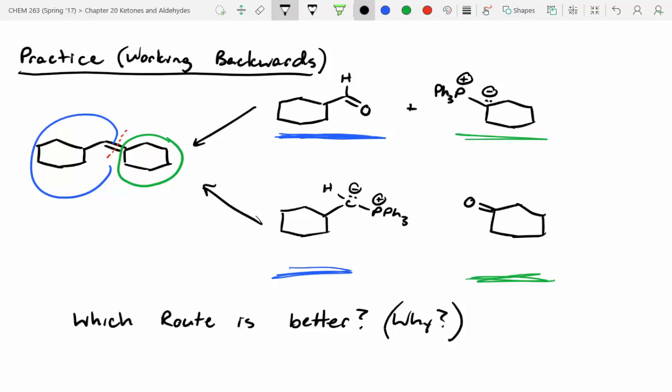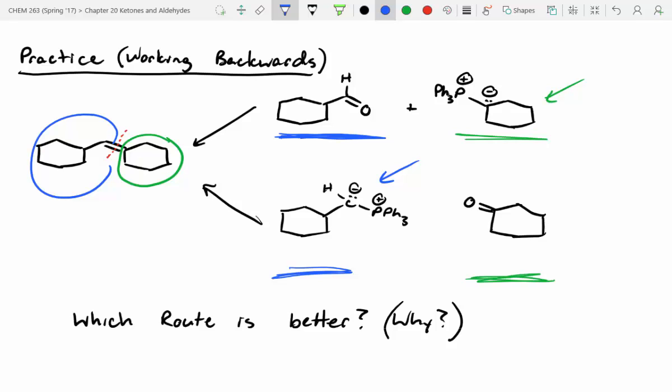All right, so let's check in. All right, first thing, as a chemist, I have to make my ylide. Which one's easier to make? Is this ylide easier to make, or is this one, top or bottom, and why? So if you remember, in order to make it, it's an SN2 reaction, right? Where your phosphorus is acting as a nucleophile kicking off a leaving group.